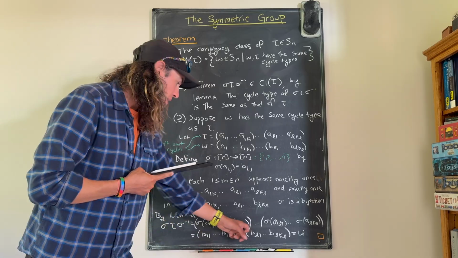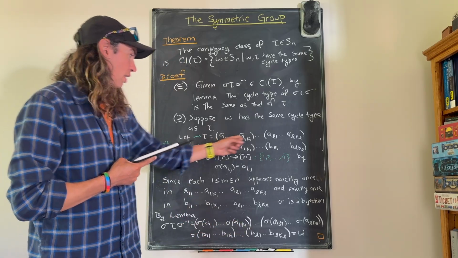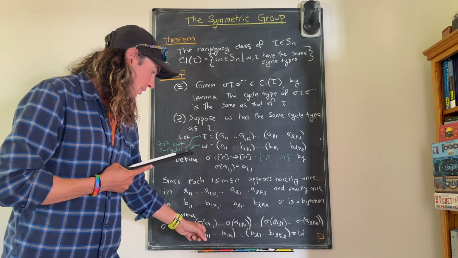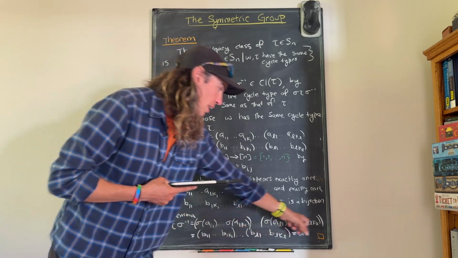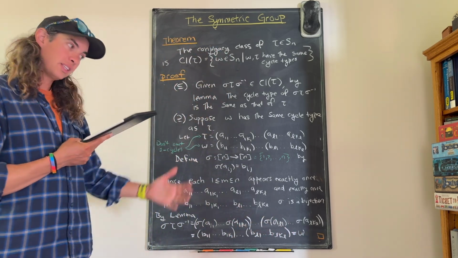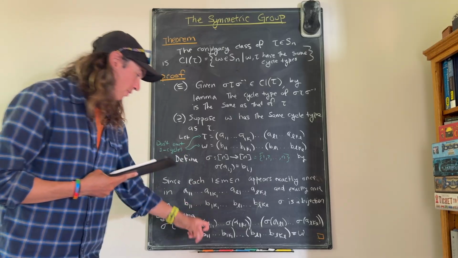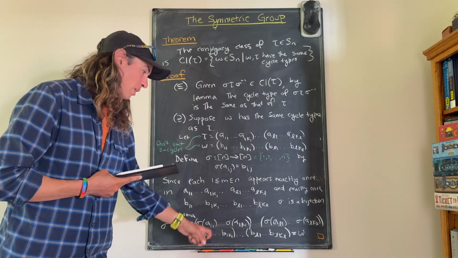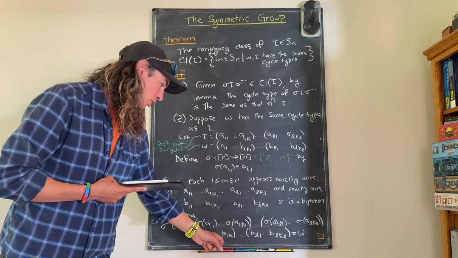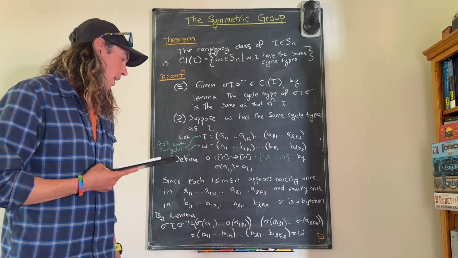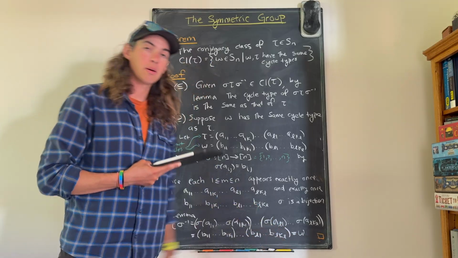Well, by the lemma, that's just applying, right? Here's the cycle notation for tau, and I just apply sigma to each of the numbers in the cycles, with the parentheses in the same place. But by definition, sigma of A11 is just B11, and sigma of A1K1 is just B1K1, etc. And that thing is just omega by construction.